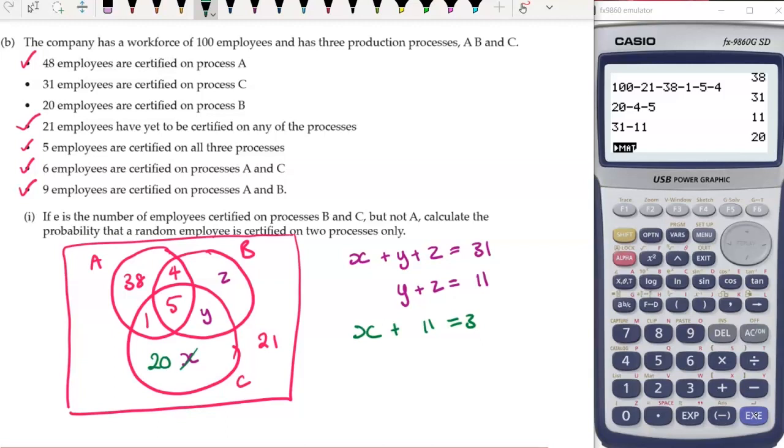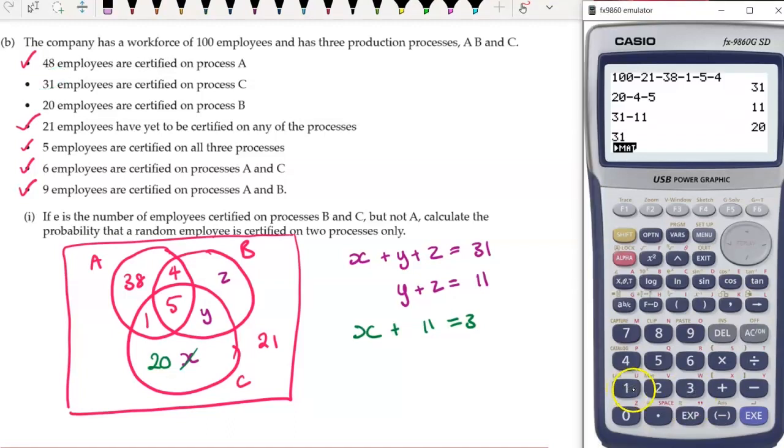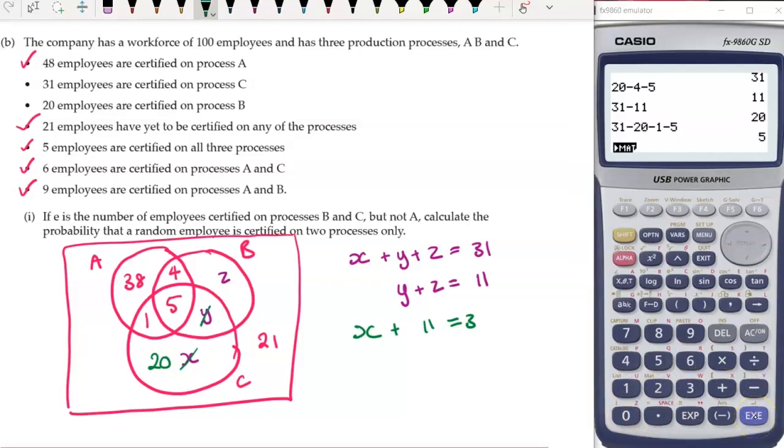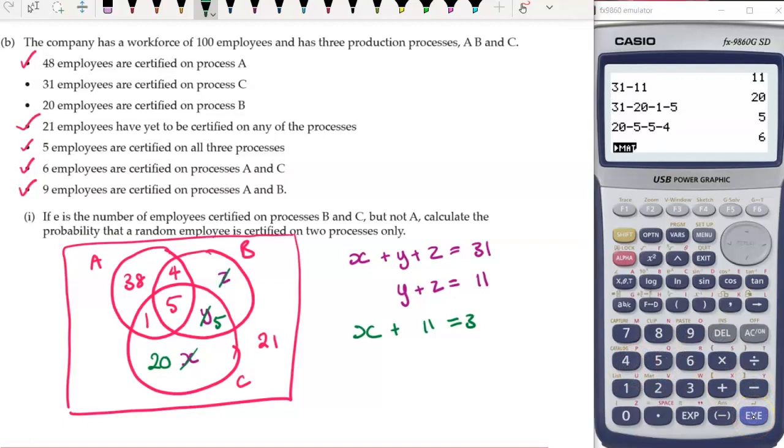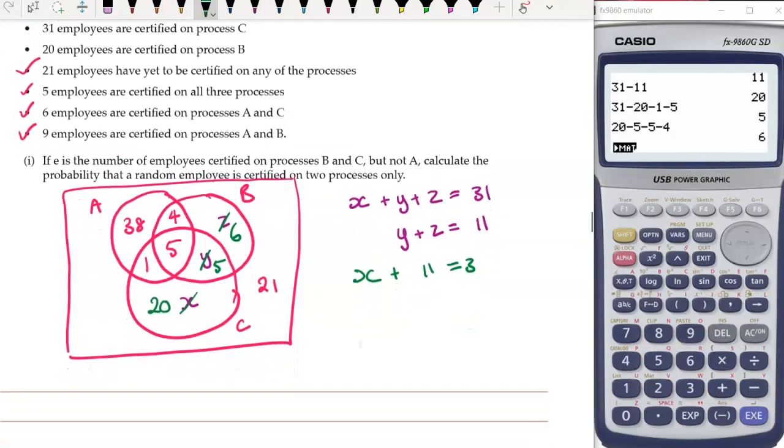Okay, then we know what C adds up to. C adds up to 31. So now we can do 31, take off the 20, the 1, and the 5. So Y must be 5. And then finally B adds up to 20. So 20, take off the 5, and the 4. Leaves us with 6. Okay.